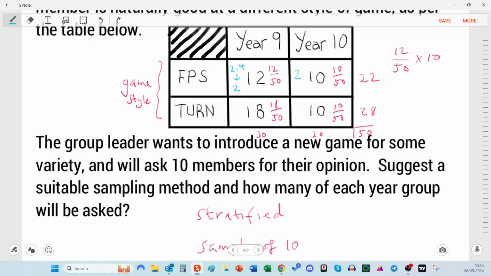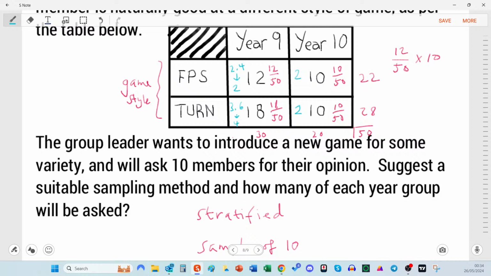So you just multiply 18 over 50 by 10. And we get 3.6. But we can't have 3.6. Let's round it to the nearest whole. It's 4. And we've already done 10 over 50. That's 2. Now what you'll notice is that all these numbers will add up. 2 plus 2 plus 4 plus 4. That adds up to 10. So we've got our 10 members.